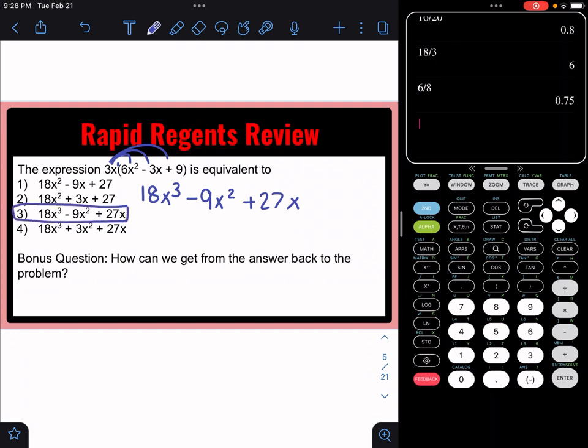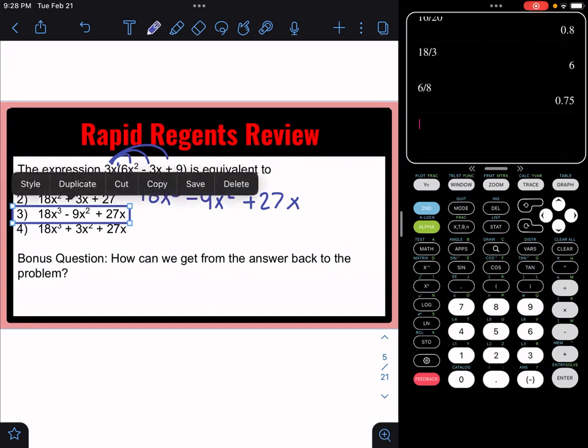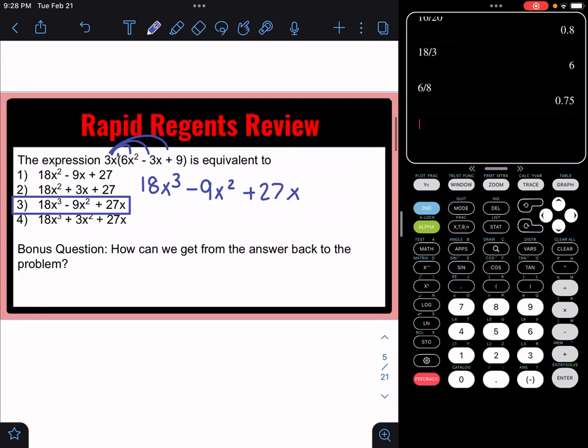Now the question that I have for you, how can we take that answer choice that we just got and go back to the problem? So this is our answer, and now we want to factor it and go backwards. We don't want to multiply no more, we want to do the opposite. So in order to do that, we are going to use our GCF.